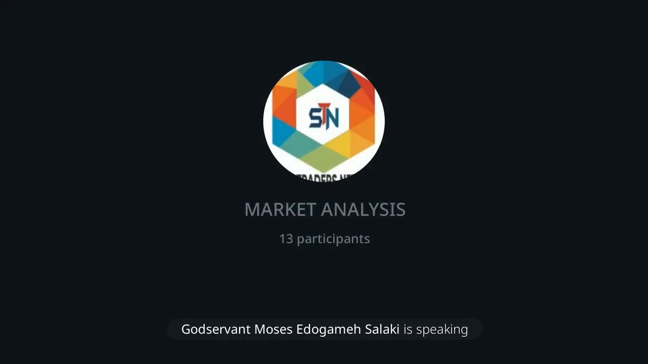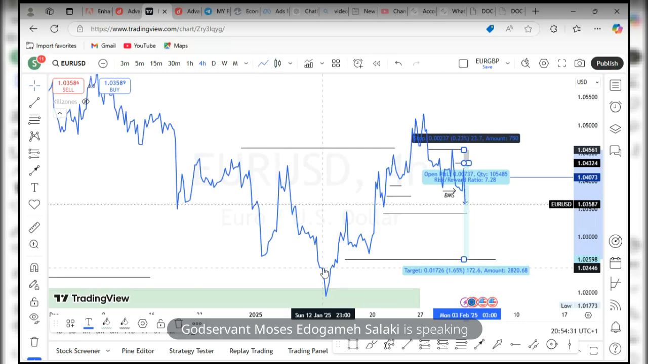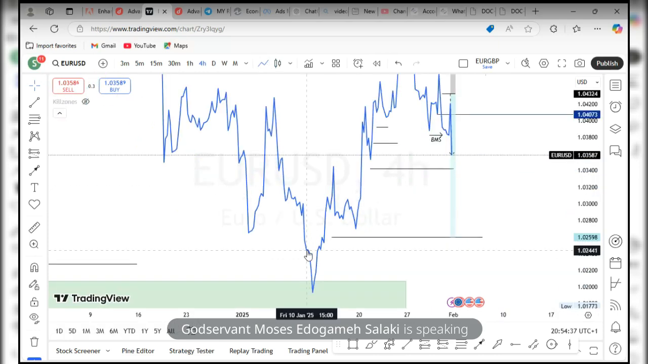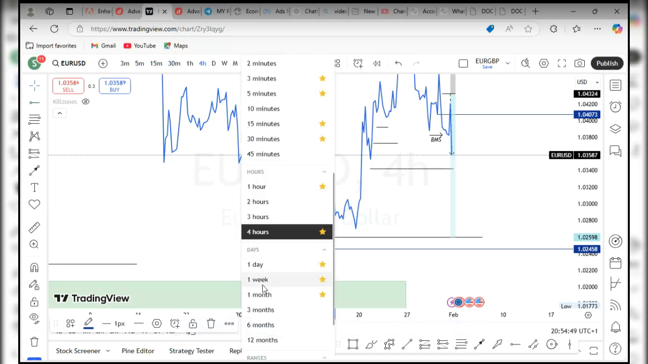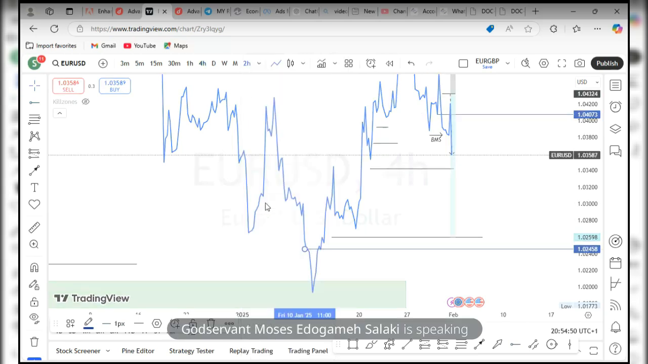Remember, we have another key level here. Though you may not clearly see, there's a key level here. So I'll want to take my profit before price comes to this key level. Let me check for 2 hours. Maybe 2 hours might spot it. Yeah, not so clear.